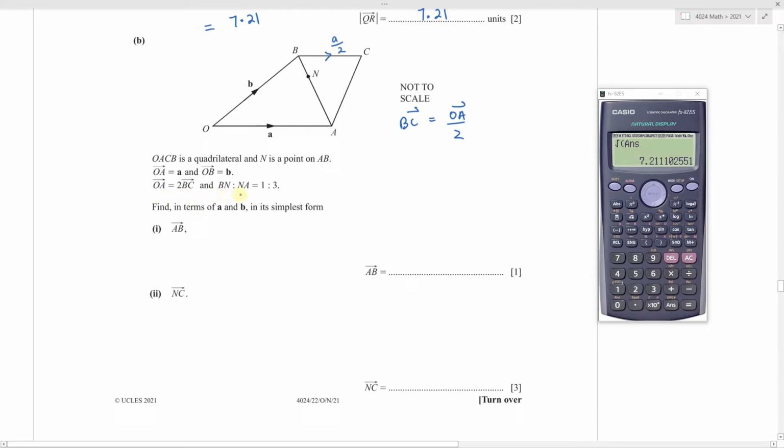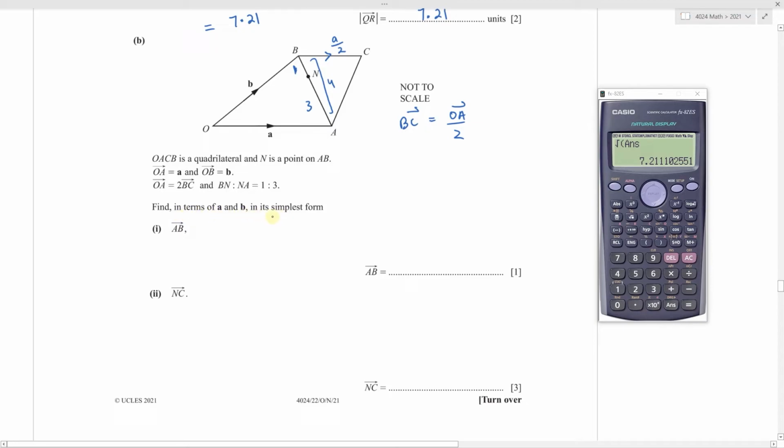And then you have the ratio BN to NA as 1 to 3. So BN is 1 part and NA is 3 parts, and the total length is 4 parts. So this is divided into 1:3 like this. If the total is 4 parts, this is 1 part, this is 3 parts.